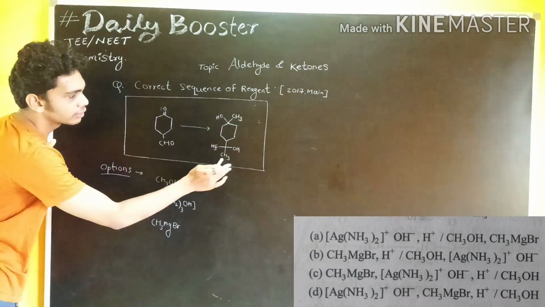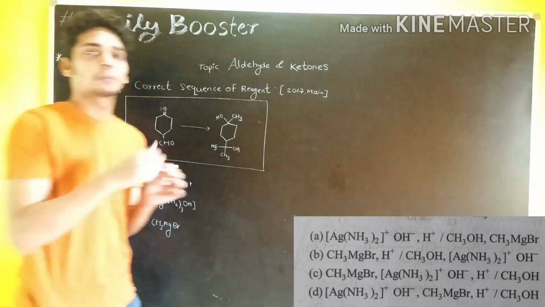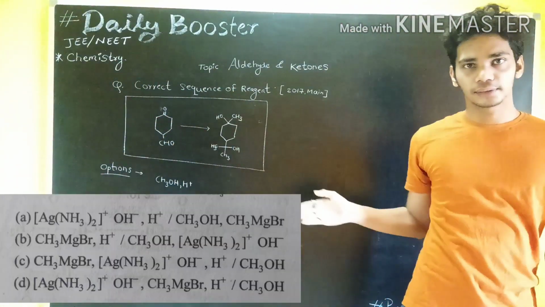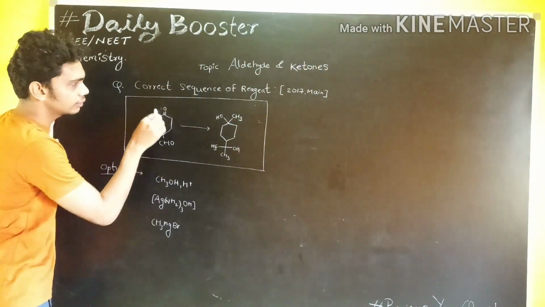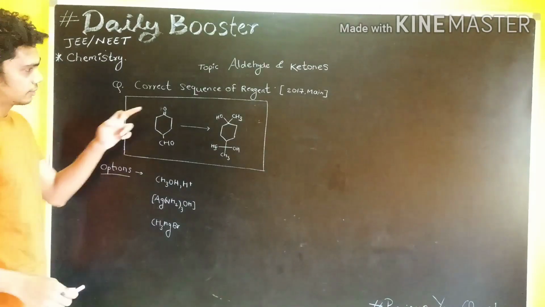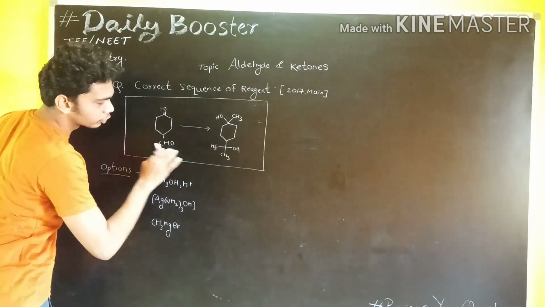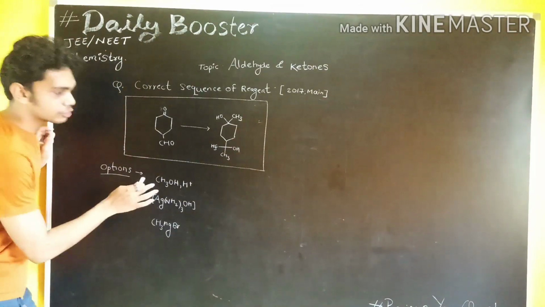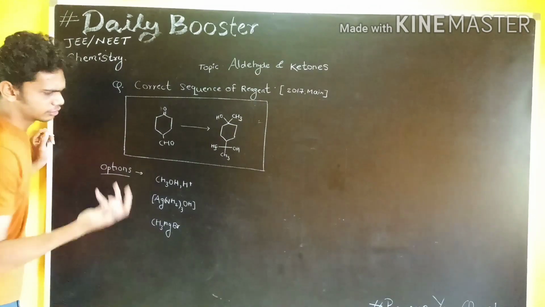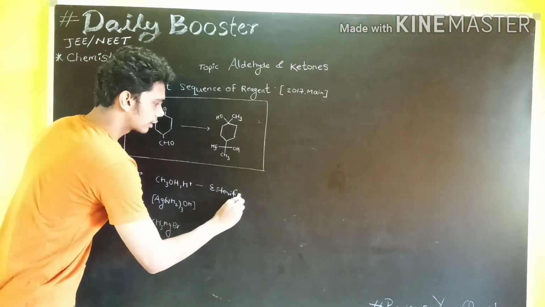So structures are given here. From this structure we have to convert into these structures. So see, the options will be this. In this case, what we are going to talk about is this carbonyl compound. This keto group is converted into this group, and the CHO aldehyde group is converted to this group. In the options we have CH3OH plus H+, which is useful for the esterification, we can say.